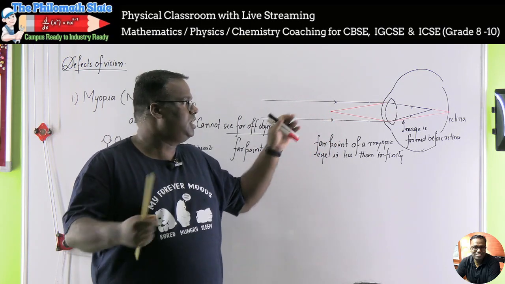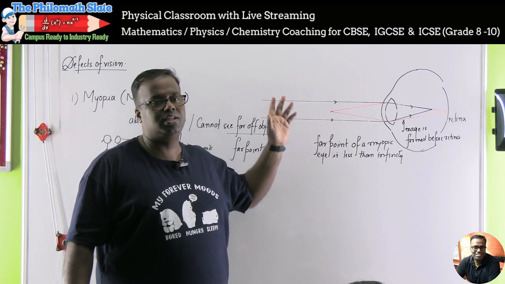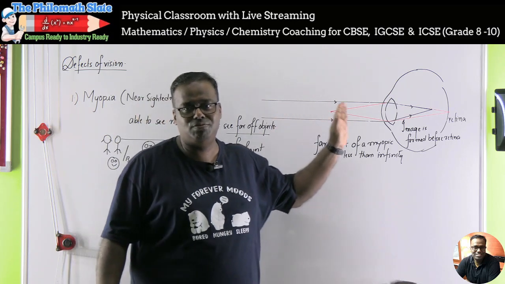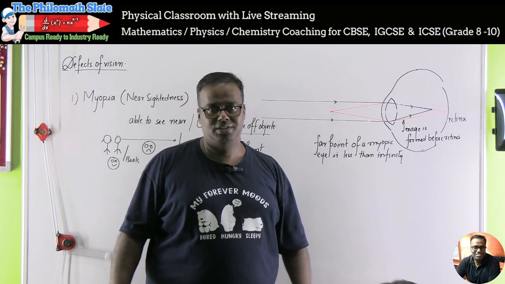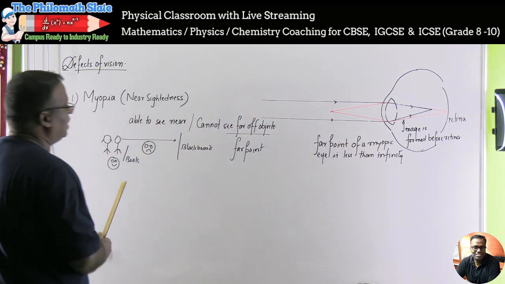We can't say. Now she asked a question: sir, why don't you make the image fall on the far point and then I can see it? But madam, the problem is your far point may shift again next year. What will you do then? So let's rely on your near point. Okay? So let's see what the correction is.